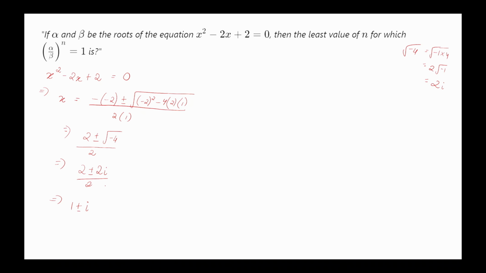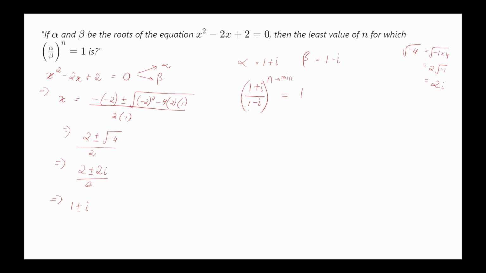So these are basically my roots of this equation, and as per the question they had told us that the roots are alpha and beta. That means I've gotten my alpha as 1 plus iota, and my beta as 1 minus iota. Of course it is your choice as to which one you assume as 1 plus iota and which as 1 minus iota. It does not matter. Now what have they told us? That we have to find out the least value such that (alpha by beta) to the power n is 1. So this would be my alpha by beta, this to the power n is equal to 1. So we need to find out the minimum value of n.